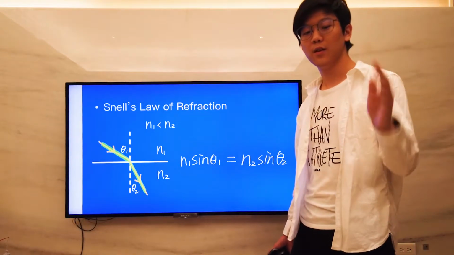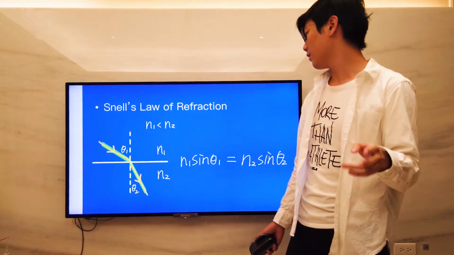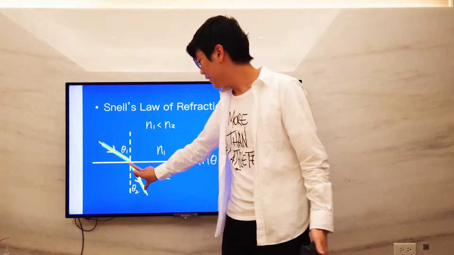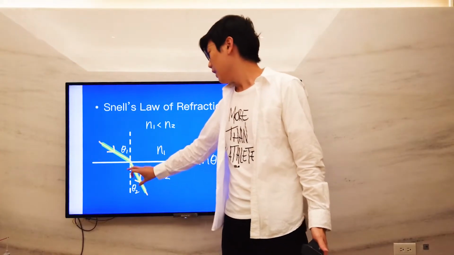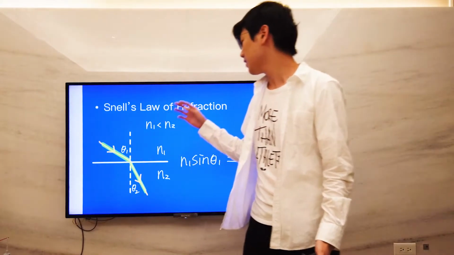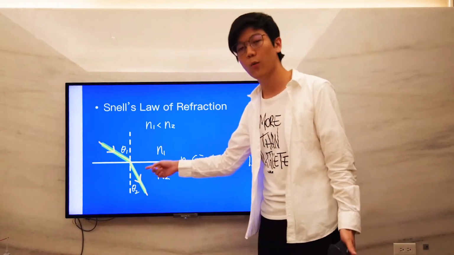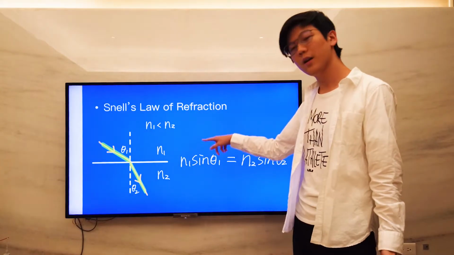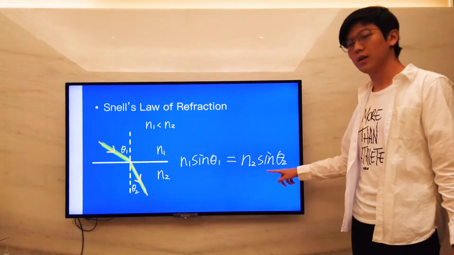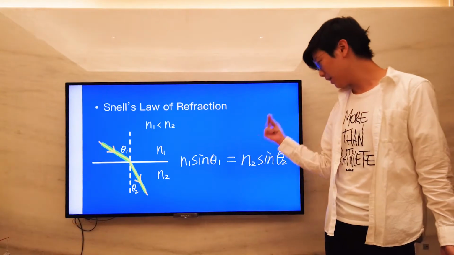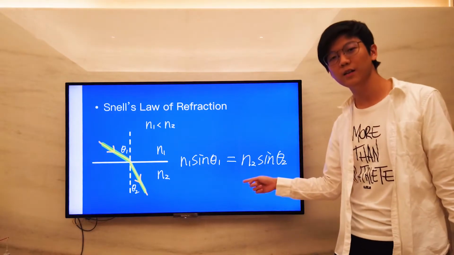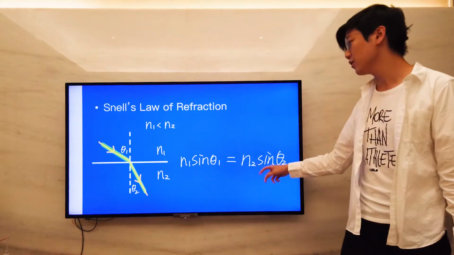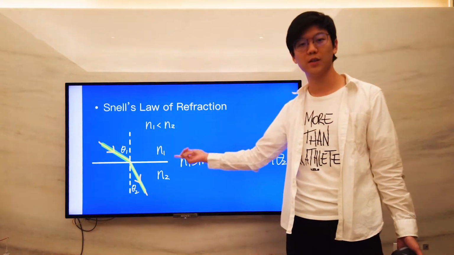trigonometric function theorem. We can see that as if this is 1 and this is also 1, and we can see that sin theta 1 is bigger than sin theta 2, which means this thing is bigger and this thing is smaller. Because there's an equal sign in the middle of this, we may see that n1 is smaller than n2, and that's how it works.